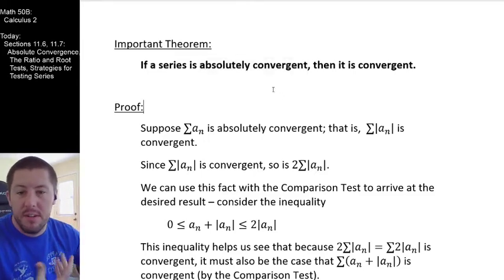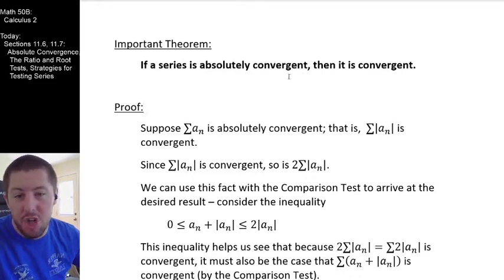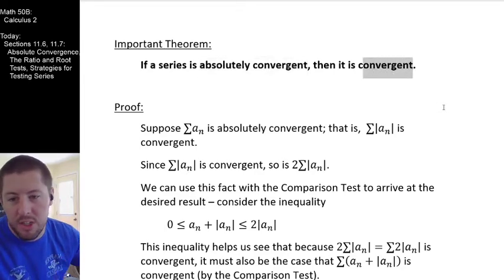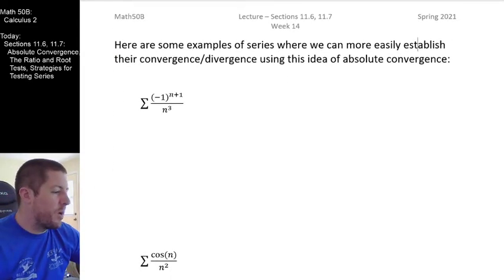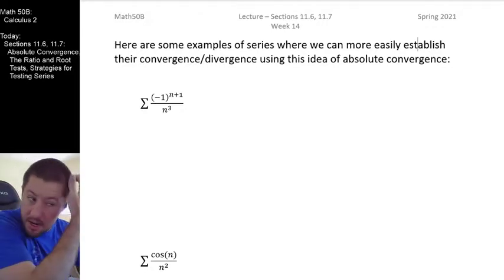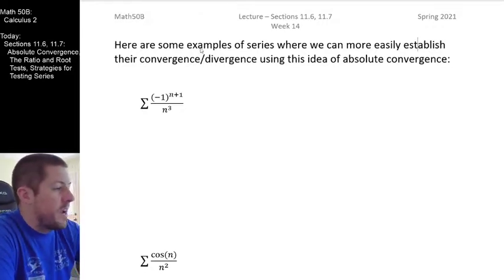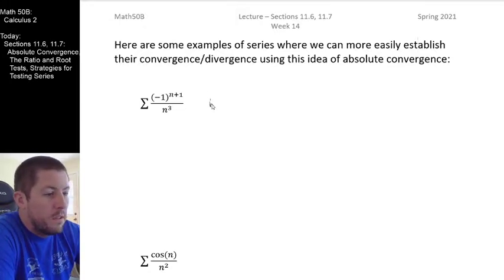So even though it's harder for a series to be absolutely convergent, it's often the case that it's easier to show that something is absolutely convergent. And if you can prove something's absolutely convergent, then you have by default proven that it converges. And that's what we're looking to show in all these cases anyway. So let's go ahead and take a look at some quick examples right here. So this first one right here is clearly an alternating series. So it is an alternating series.